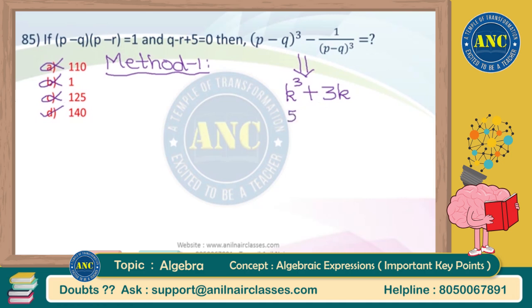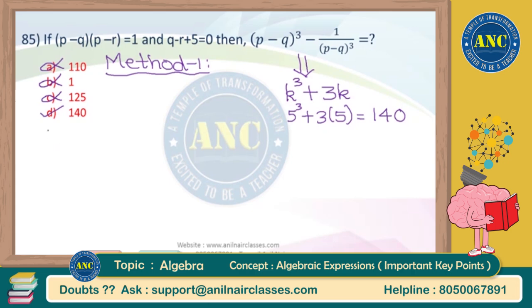140 is nothing but 5 cube, 125, plus 3 into 5. 125 plus 15 is 140. The easiest way of solving this question is the particular method I solved right now, and this will be the most beautiful method to be implemented.